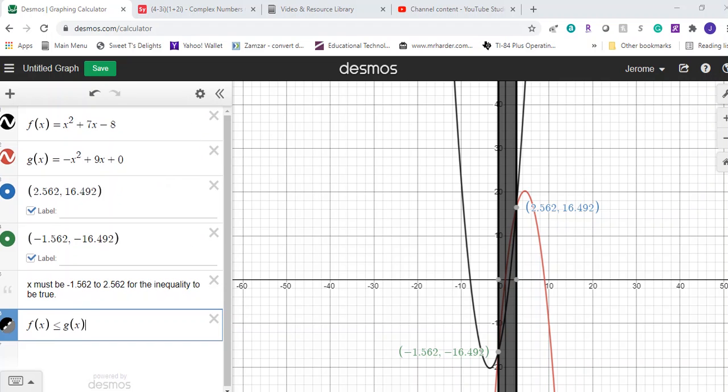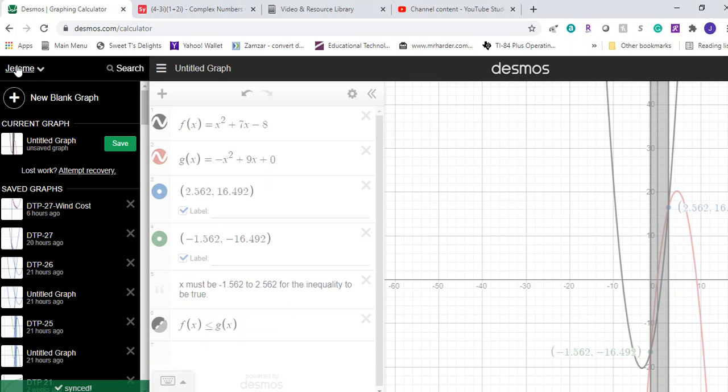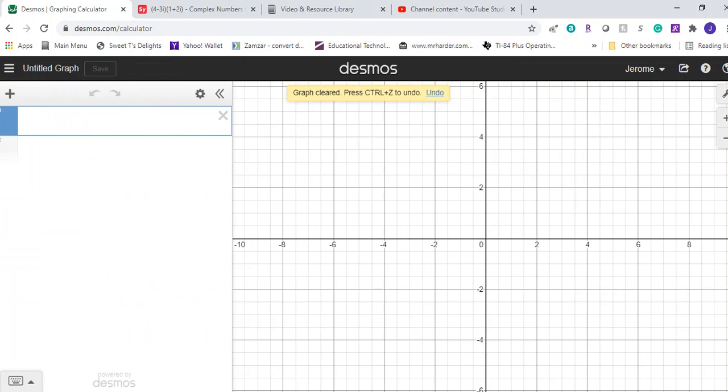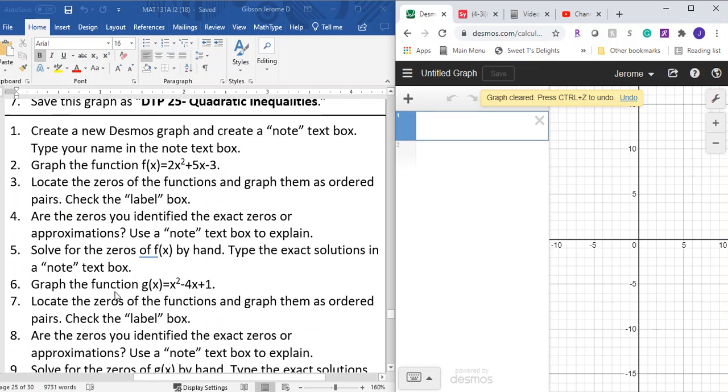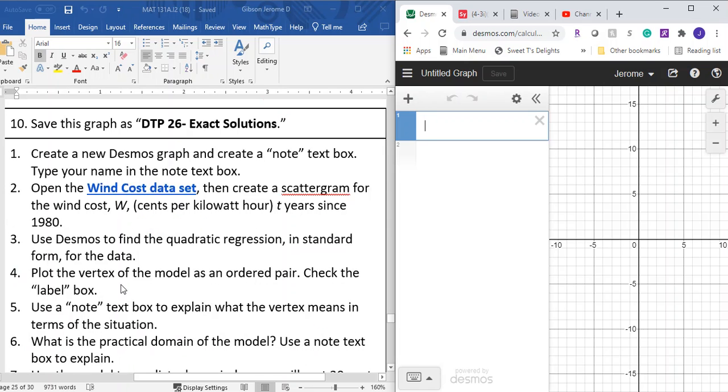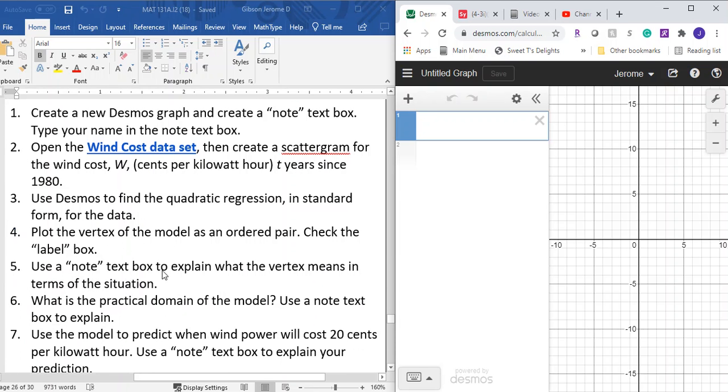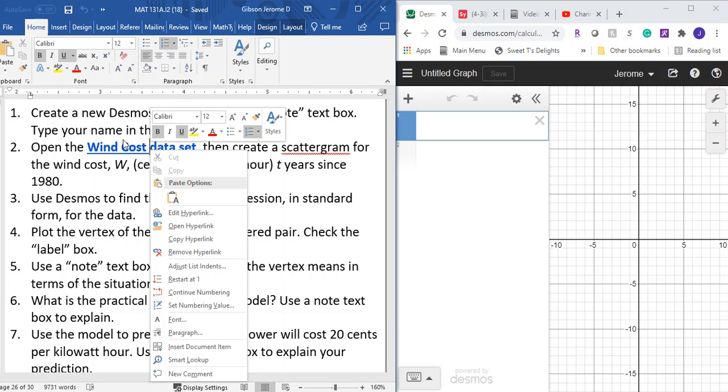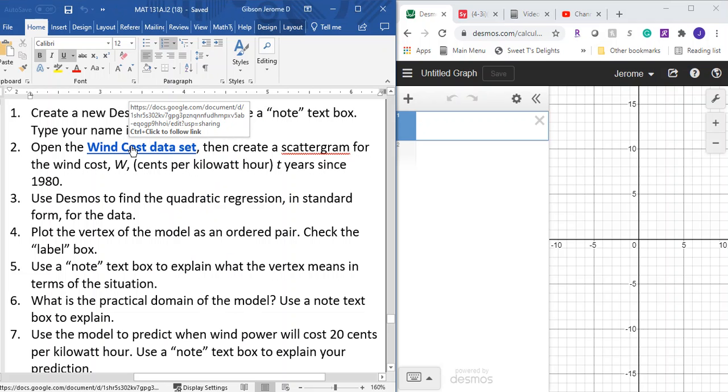So now we're going to go on to project 27. So what I'm going to do, I'm going to get another blank graph, and then we can start this off. So this was 26. No, this is 27. It says, create a new Desmos graph and create a note. You know how to do that. Open a wind-cost data set, then create a scattergram. All right. So first thing, we go here. I think I got to hold down control. Yes.